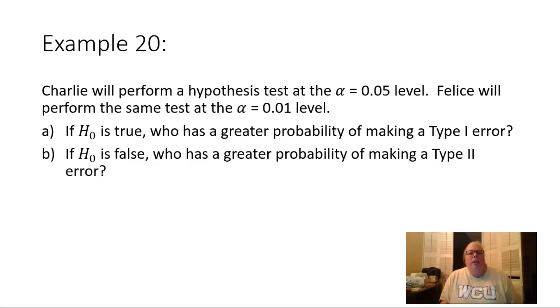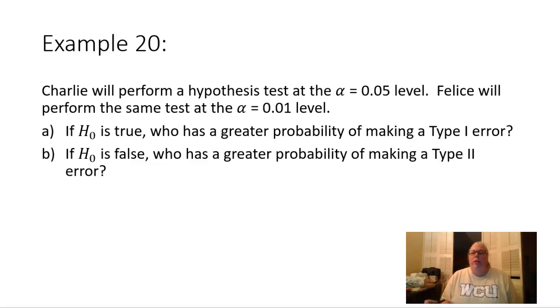Example 20. Charlie will perform a hypothesis test at the alpha equals 0.05 level. Felice will perform the same test at the alpha equals 0.01 level. Part A. If the null hypothesis is true, who has a greater probability of making a type 1 error?